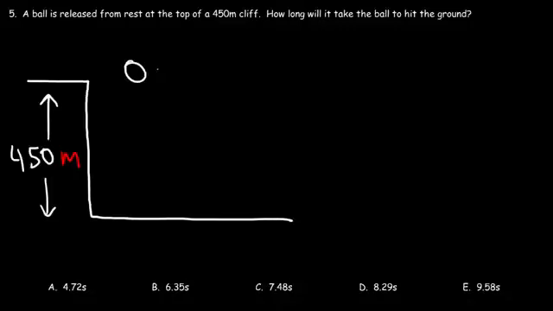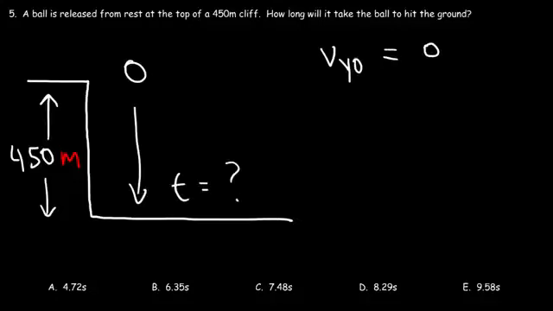So here's the ball. Now it's released from rest, which means that the initial speed in the y direction is 0. How long will it take for it to hit the ground? What equation should we use? We can use this equation. The displacement is equal to v initial t plus 1/2 at squared.